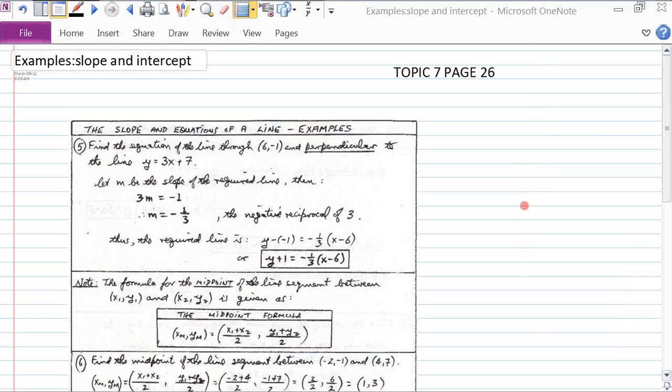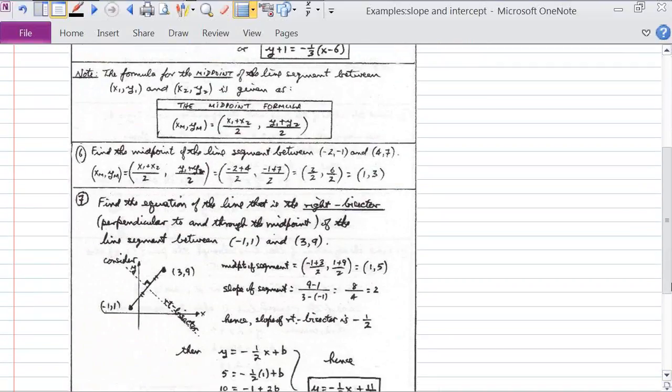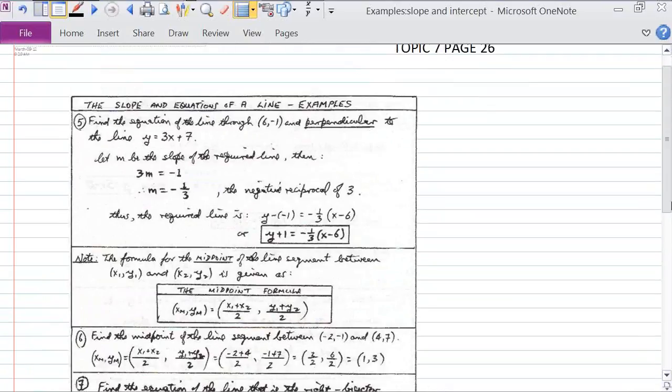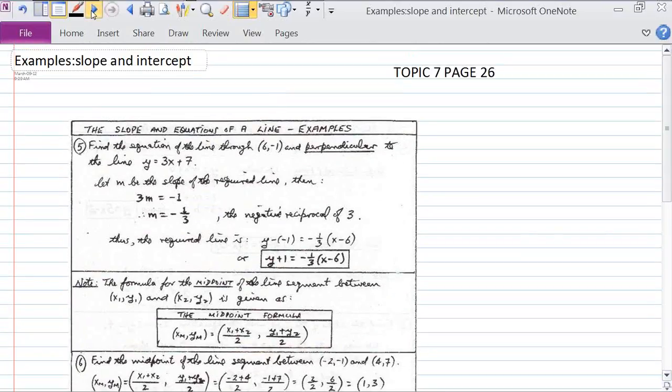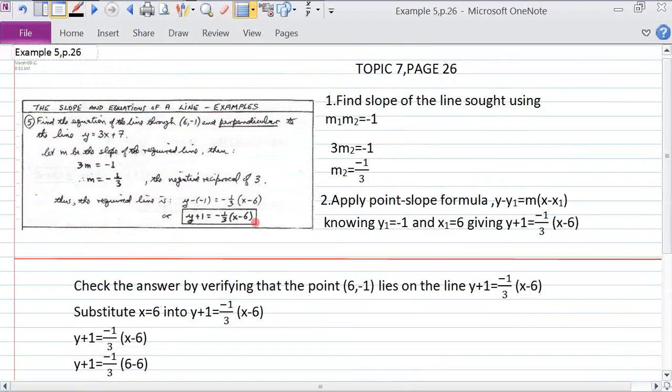We're on page 26, and we're looking at examples 5, 6, and 7. So that's what we're going to do now. We're going to go through these examples and explain them in detail. So the first one is problem number 5.